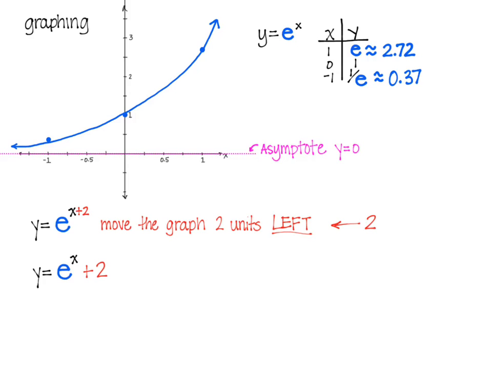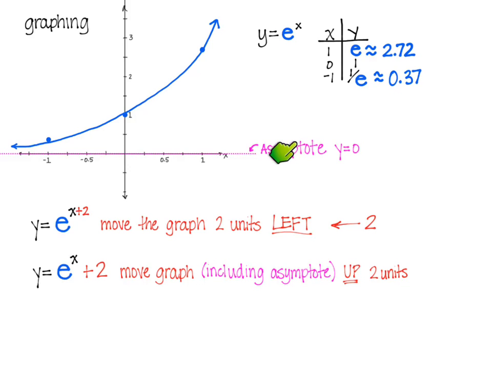If I had y equals e to the x and then adding 2, so I'm adding 2 after the exponential expression, it means I'm going to move the graph, including this asymptote. Everything is going to go 2 units up. So this asymptote would no longer be on the x-axis. It would be all the way up at y equals 2.